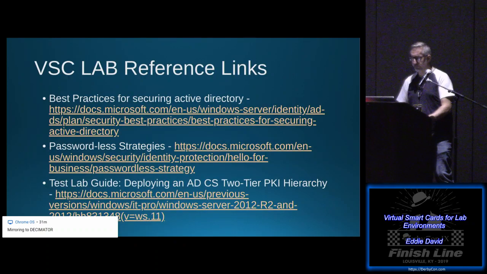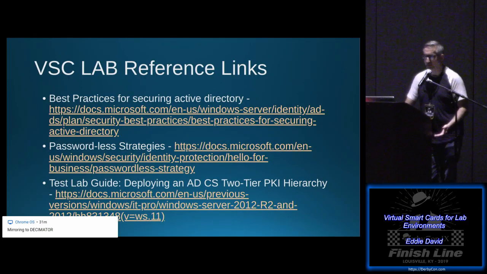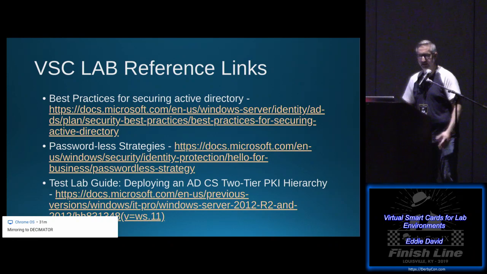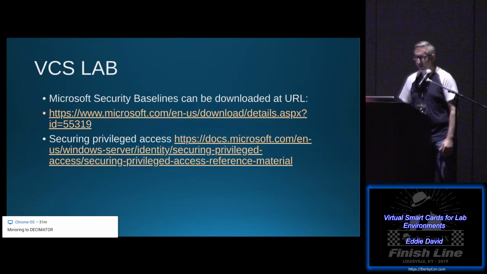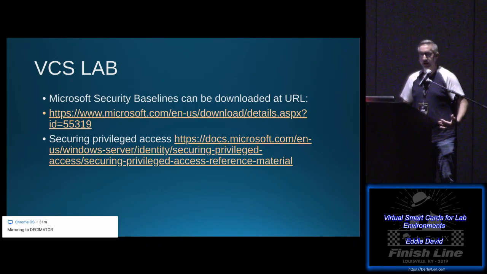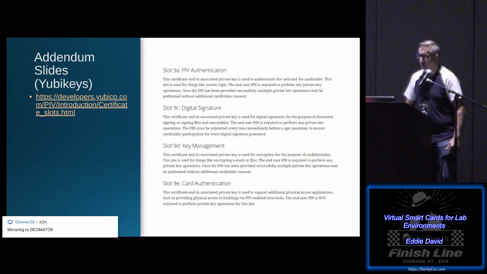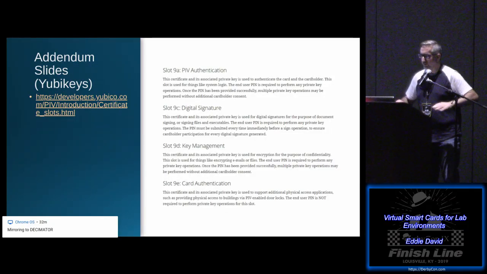5? Okay, perfect. So I've got a couple reference links here: password strategies, test lab guides, how to set up an ADCS hierarchy, 2-tier hierarchy. It's very important to download at least, at minimum, the Microsoft security baselines and secure your domain controllers with them, your workstations, and go from there. And then, of course, there's the securing privileged access guide. That'll give you more ingrained details if you want to get to that level about how to set up PAWs. So next, I just want to talk briefly about YubiKeys.